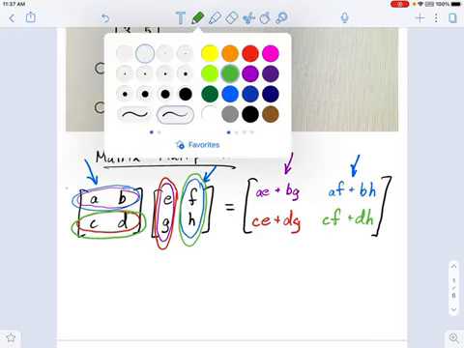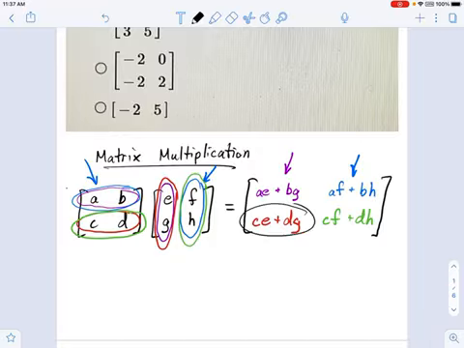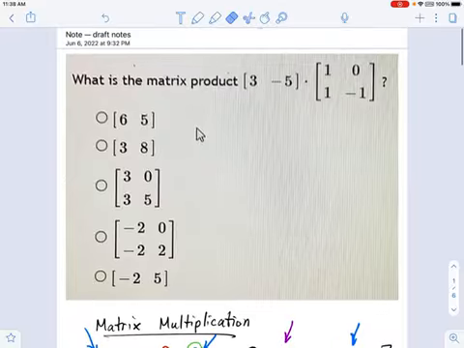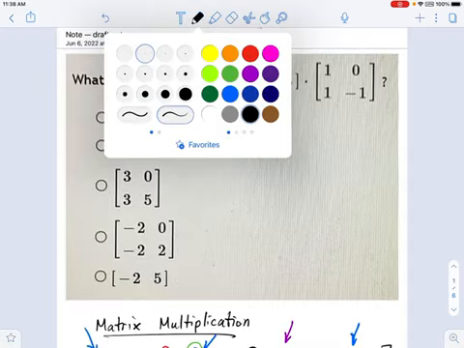And each of these polynomials right here are going to just be a single number. So you're going to get a 2 by 2 matrix after you multiply these 2 by 2 matrices over here. Okay. Now, what we're dealing with is something a little simpler, and I'll go through this faster now.